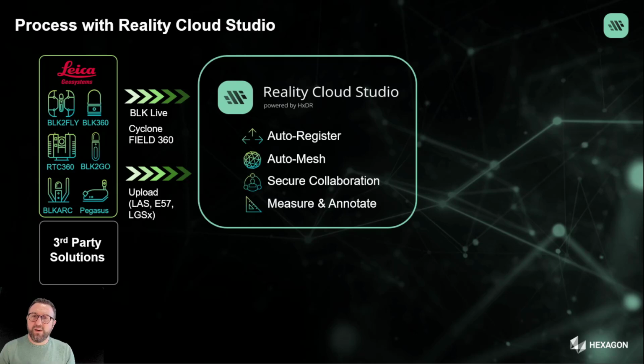Now, any devices, so the BLK, the new BLK360, the RTC 360, they have what's called VIS technology, which allows you to perform registration pre-alignment in the field. If you have scanners with that information, you can upload that directly to Reality Cloud Studio and then basically finalize the registration. We also offer registration for B2G sensors. So you can see there you've got BLK2GO, you've got BLK2FLY, BLK ARC. That B2G data can be automatically registered again within Reality Cloud Studio.